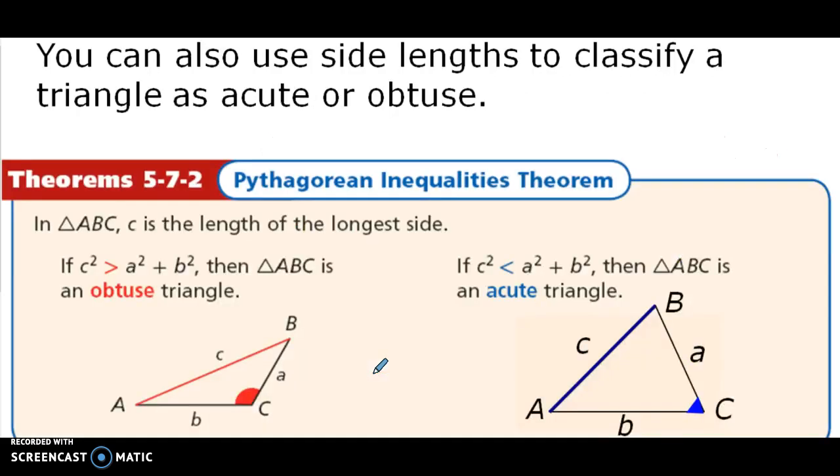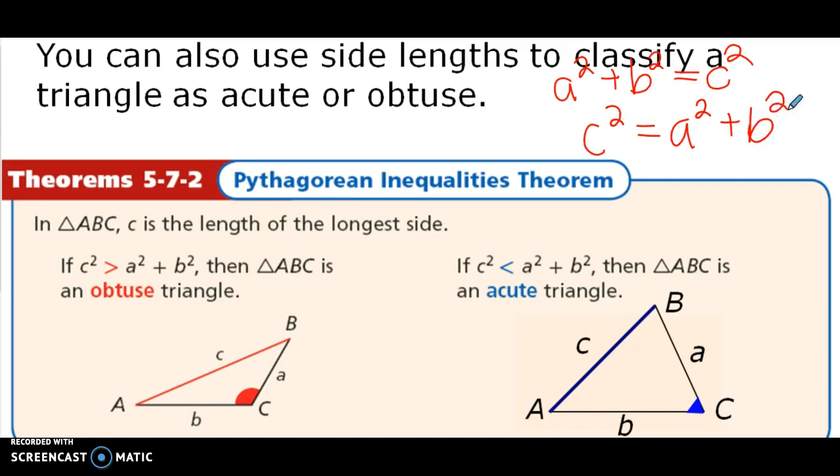So we know the Pythagorean theorem is a squared plus b squared equals c squared. Hopefully you still remember this. But we're actually going to take the converse of it, so we're going to switch it. What's that property called when I put c squared equal to a squared plus b squared? Symmetric. It's our butterfly one. Okay, we just switch it.